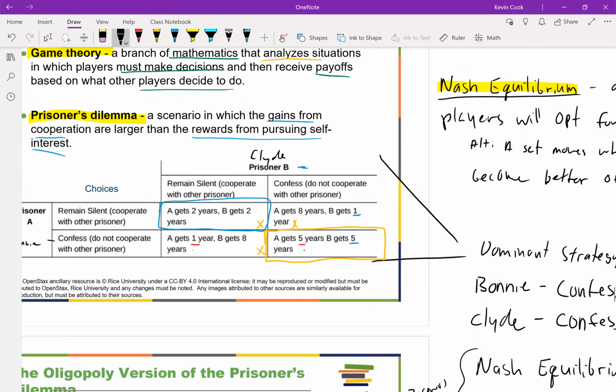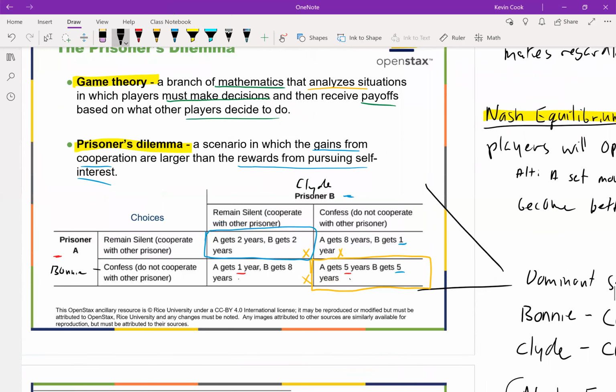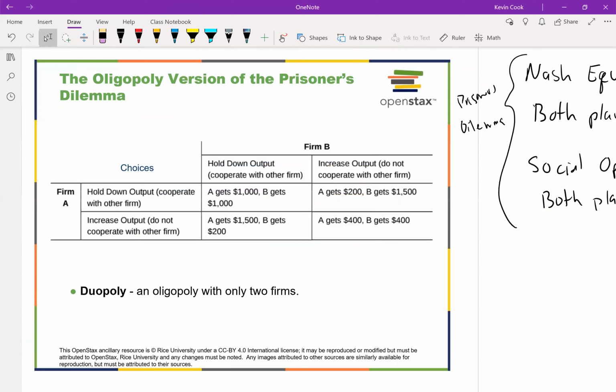So as we get into applications of this, the first one that we're going to look at is a firm. So we're introducing the idea of a duopoly. So we have an oligopoly with only two firms. This is what we have, a duopoly. So for this example, we're going to consider that we have two gas stations, Casey's and Come and Go.